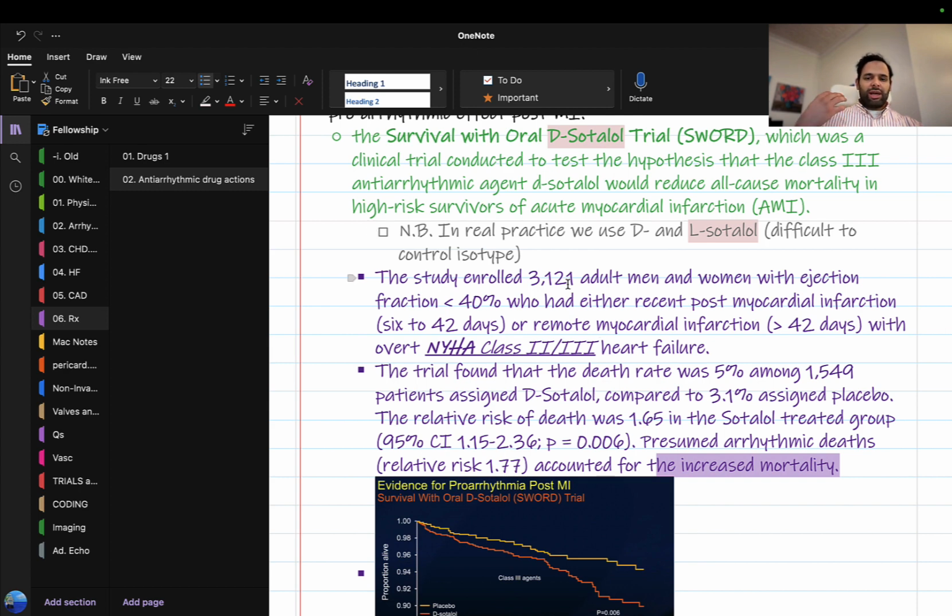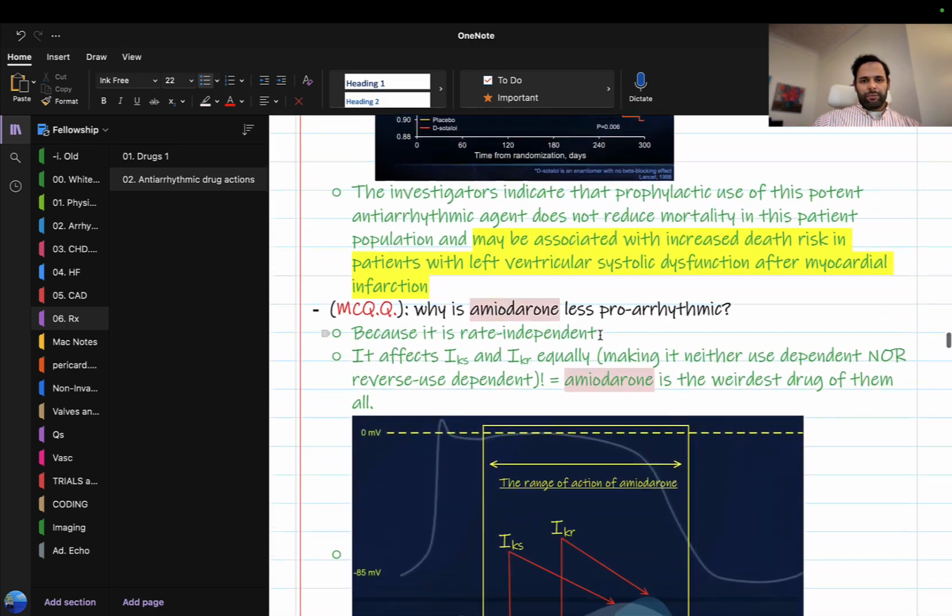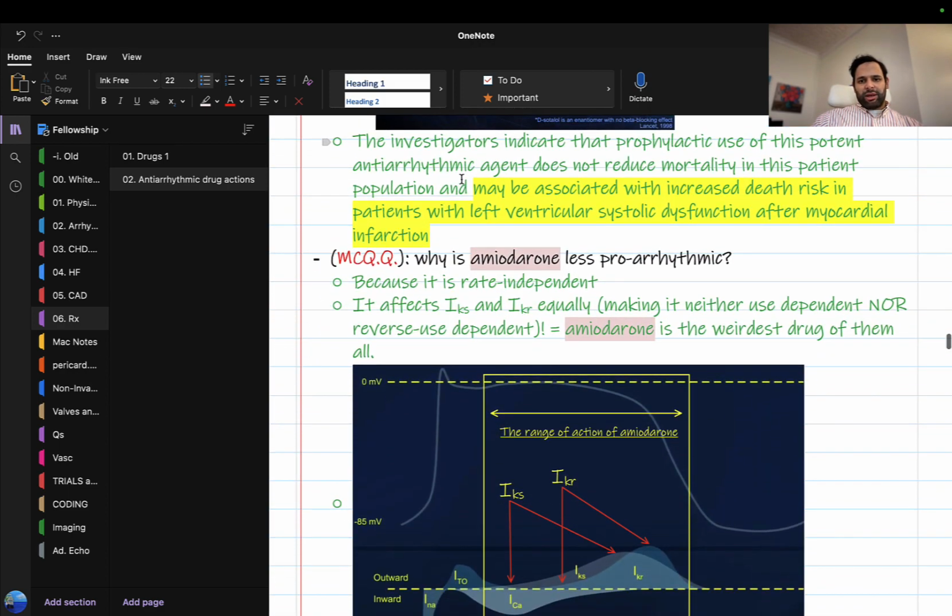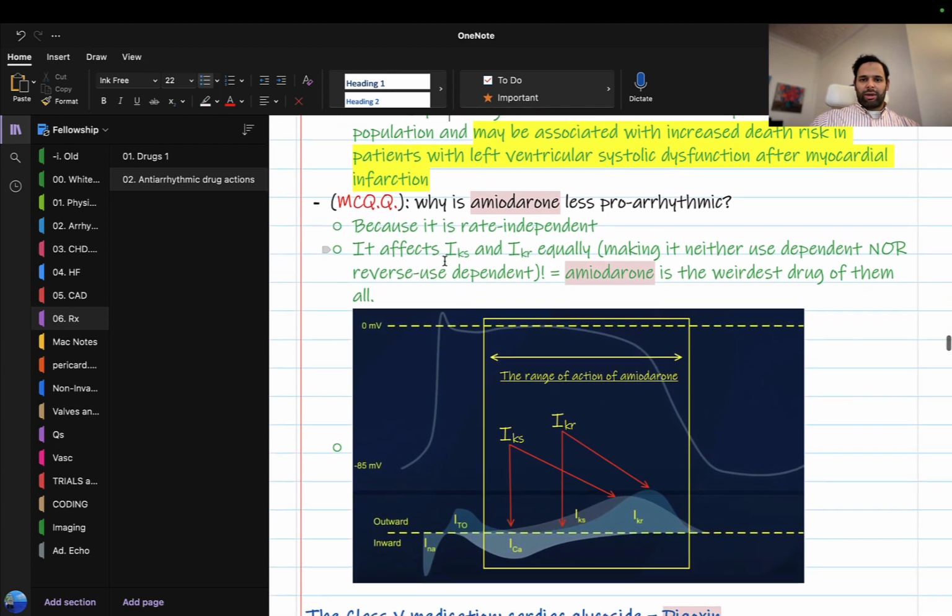So we already mentioned that the FDA warns against using the 1C medications, and the SWORD trial also tells you to shy away from the class 3 medications unless you know what you're doing, and especially Sotalol. You don't want to use Sotalol per se. We're extrapolating the L-Sotalol to the D-Sotalol because so far their clinical function is the same. So the investigators indicate that prophylactic use of this potent antiarrhythmic agent does not reduce mortality in this patient population and may be associated with increased risk of death in patients with left ventricular systolic dysfunction after myocardial infarction.